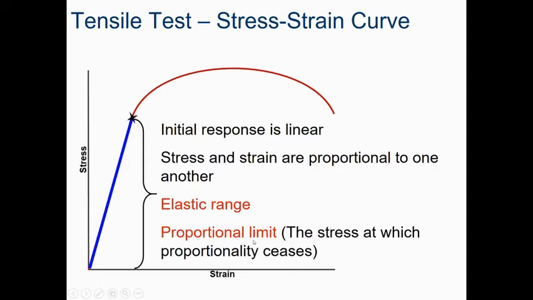This idea of a proportional limit is the end of this straight line. Proportional means that we're going to have a proportional return for the amount of stress that's being applied. We're going to get a proportional amount of strain out of it.